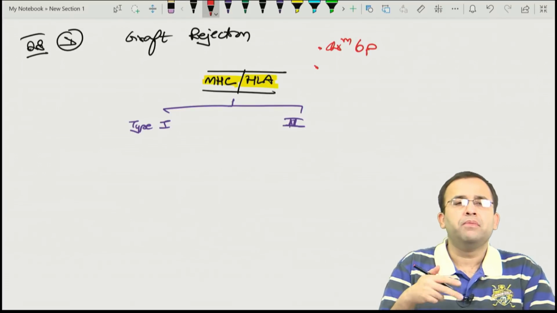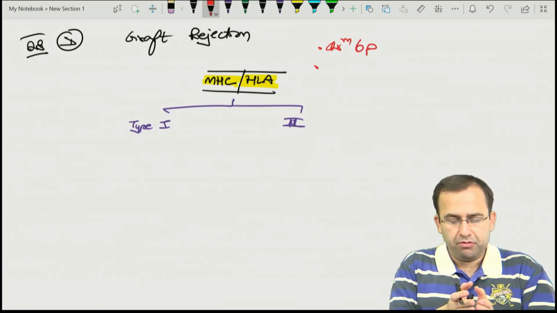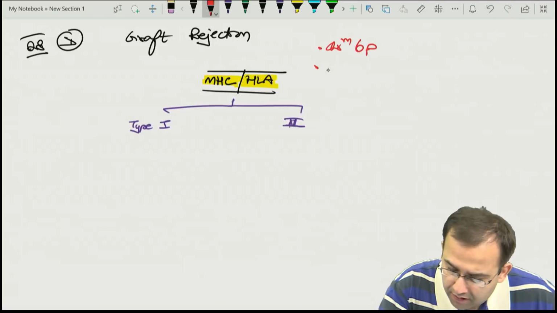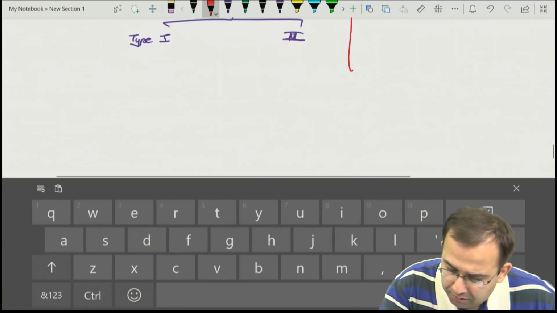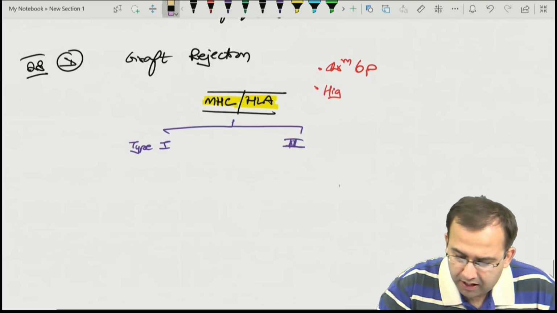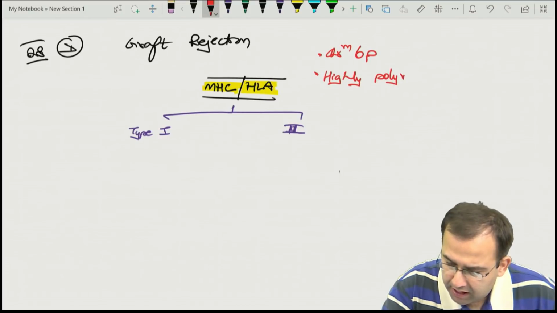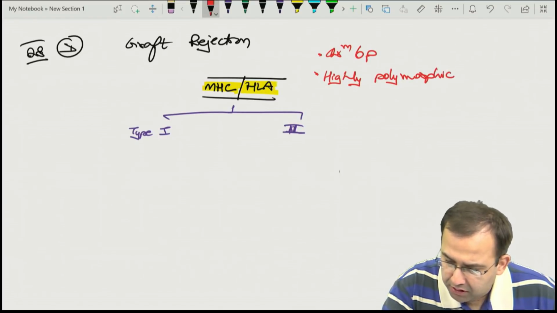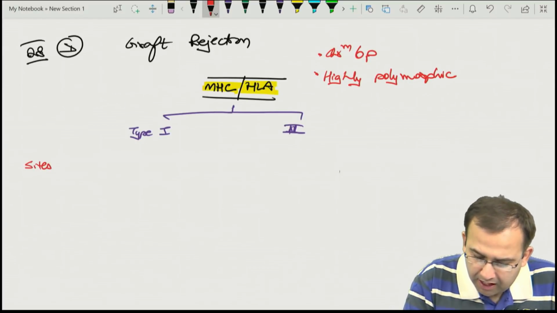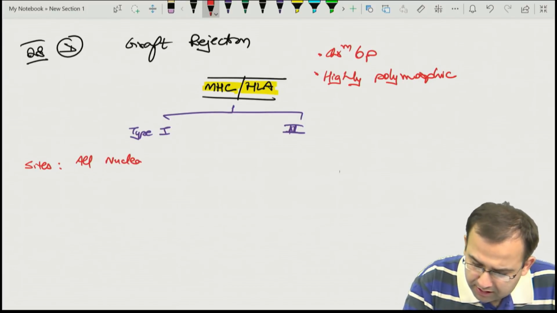Next point, what is the main role of MHC? To process and present the antigen to other cells. Does it process few antigens or a variety of antigens? It processes a variety of antigens. That is, it is highly polymorphic. Next point, starting with the sites. MHC type 1 is present on all nucleated cells.